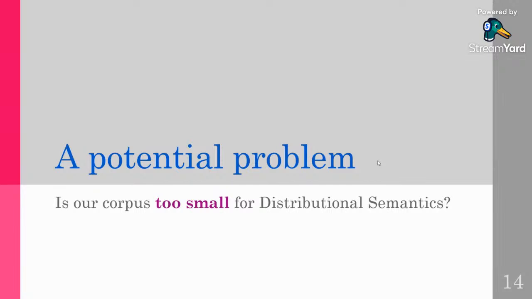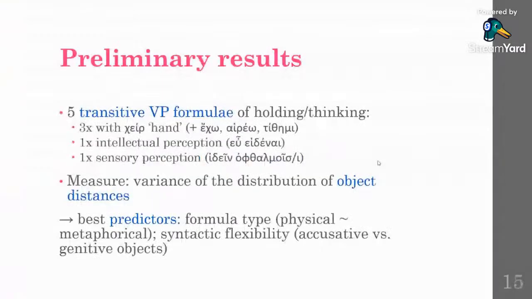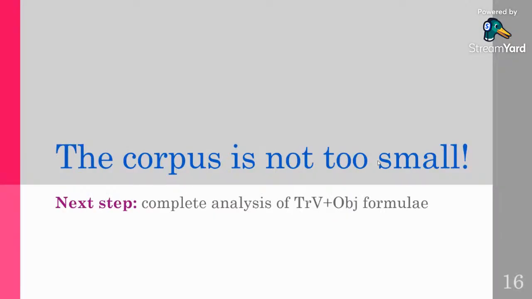And we immediately ran into a problem. Distributional semantics is an approach that is normally applied to huge corpora, English language corpora of the size of the entirety of the internet, basically. Is our corpus too small for distributional semantics? Turns out it's not. We had a look at a small set of transitive verb formulae, and I'm not going to go through this whole slide because I'm running short on time, but we found a way to measure the distribution of the objects of these transitive verbs that actually gives us some interesting results in terms of how the formula type tends to shape the meaning of the objects of this formula. So our corpus is not too small.